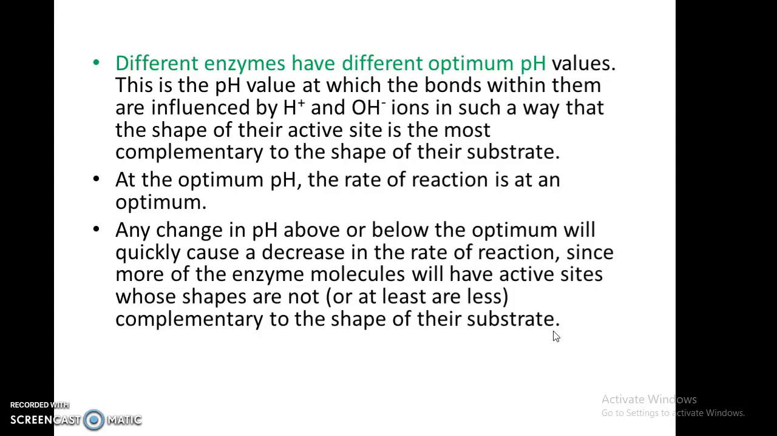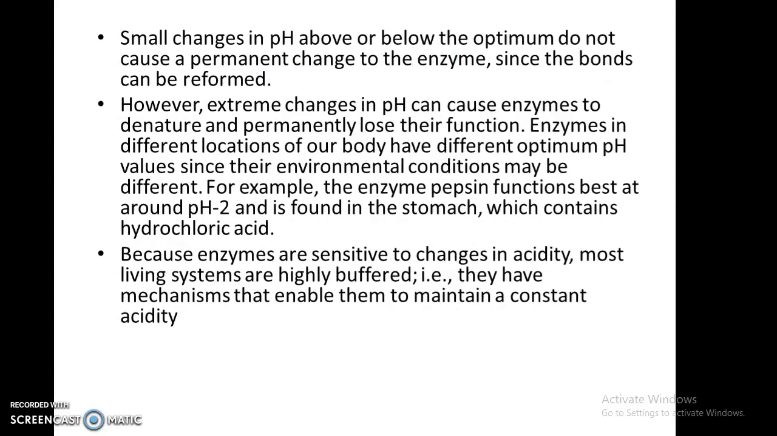Any change in pH above or below the optimum will quickly cause a decrease in the rate of reaction, since more of the enzyme molecules will have active sites whose shapes are not, or at least are less complementary to the shape of the substrate. Small changes in pH above or below the optimum do not cause a permanent change to the enzyme, since the bonds can be reformed. However, extreme changes in pH can cause enzymes to denature and permanently lose their function.